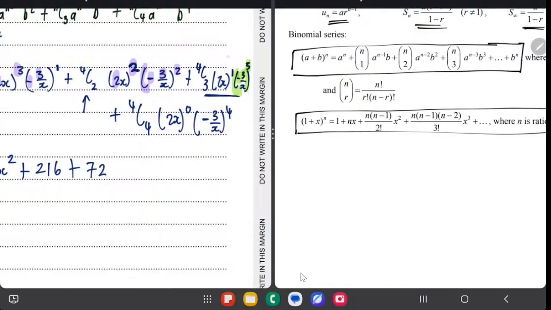Now what about x? Here you have x to the power of 1 in the numerator. In the denominator, you have x to the power of 3. So it's x over x to the power of 3, which means you have x to the power of 2 in the denominator. Can you see that? Plus, now let's do the last one. 4 choose 4.